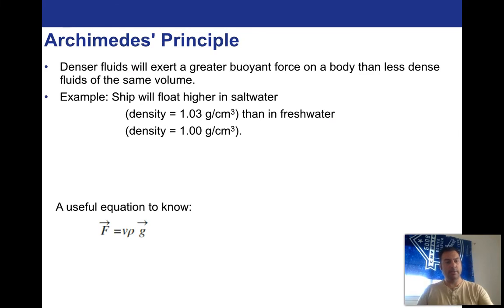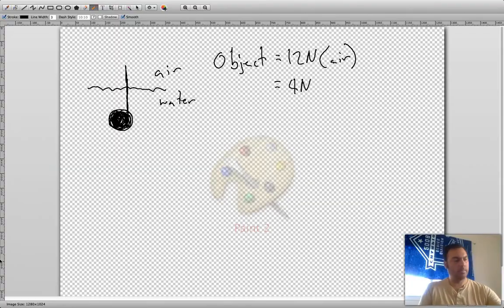There it is. Force equals volume times rho times g. We know the force, we know what rho is, and we know what g is. The only thing we don't know is the volume. Cool. So it's going to be force equals V rho g. So let's start working through this.